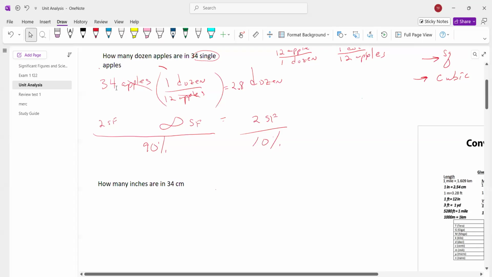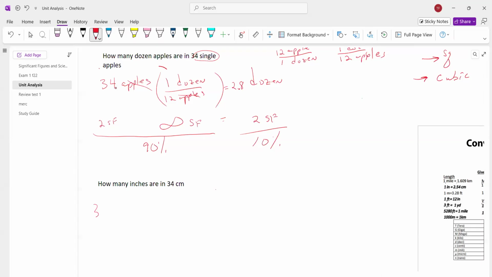Okay, how many inches are in 34 centimeters? Okay, what's given? We're trying to calculate what? Inches. So we need a conversion factor with centimeters and inches in it, if possible. Now, if we don't have a conversion factor with inches and centimeters in it, it's going to be a multi-step problem. Sometimes it's like 8 or 9 steps, for example.